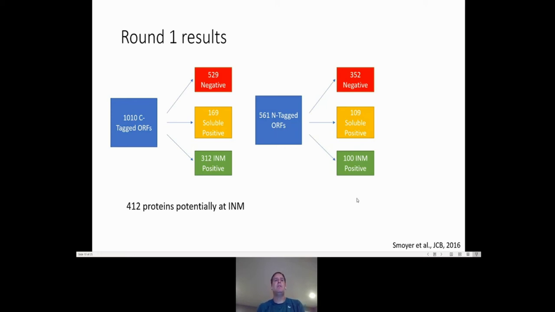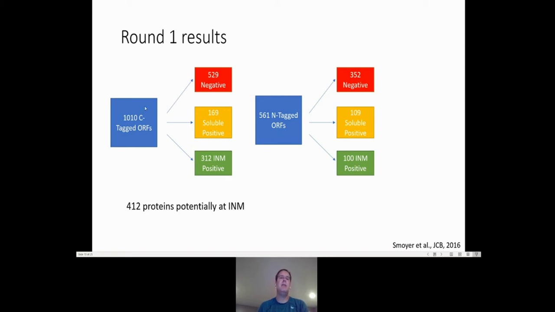So to summarize our results, we had 529 strains in our initial screen that were negative. We had 169 that were soluble and positive, and then 312 that were positive at the internuclear membrane, which is what we were trying to screen for.